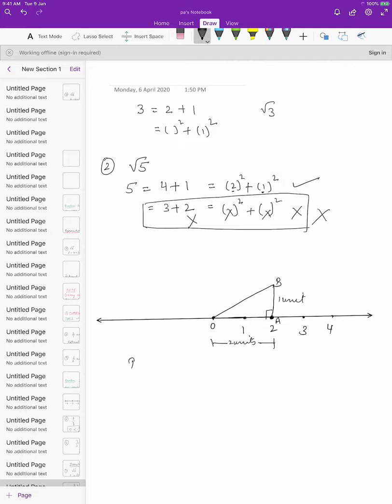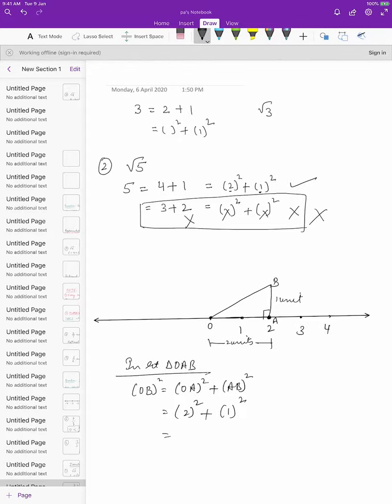So again, in right triangle OAB, if I use Pythagoras theorem, I will get OB square is equal to OA square plus AB square. So that is equal to OA is 2 units, so 2 square, AB is 1 unit, so 1 square, which is equal to 4 plus 1, which is equal to 5. So we get OB as root 5.